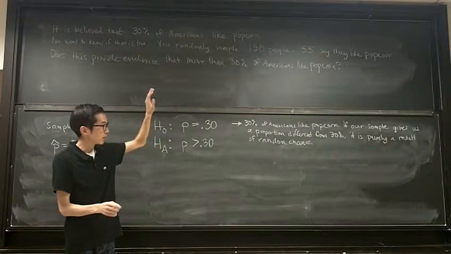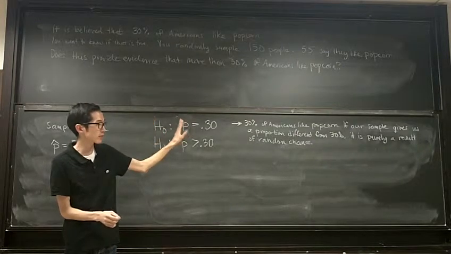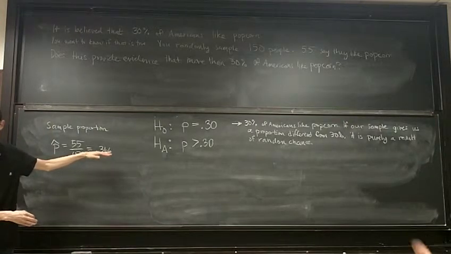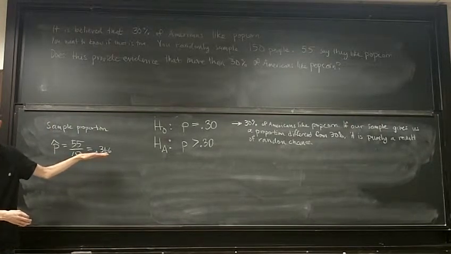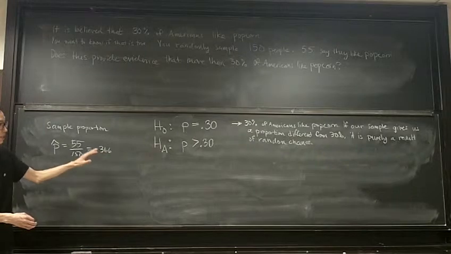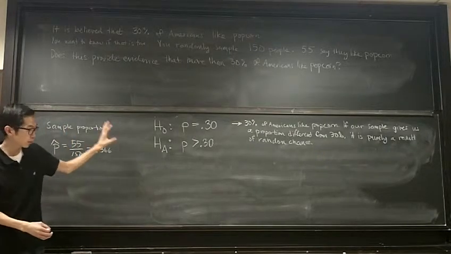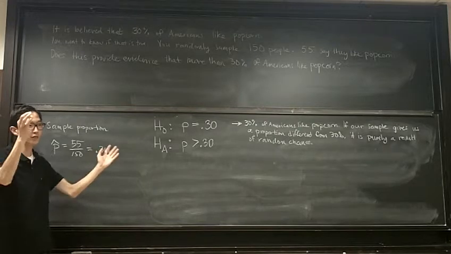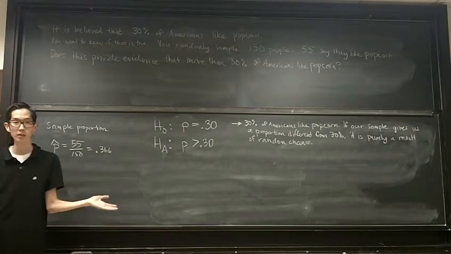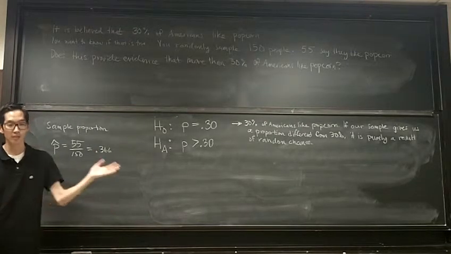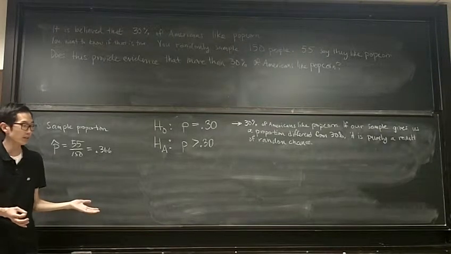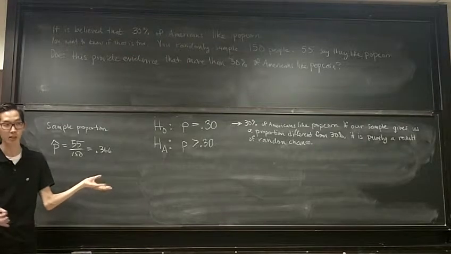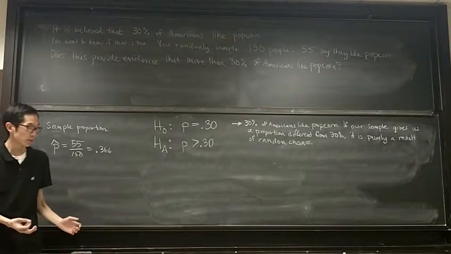So the null hypothesis is that 30% of Americans like popcorn, and if our sample gives us something different, and it did, it gave us 36.6% or 0.366, it's just a result of random chance. Every time I select 150 people, I'm not necessarily going to get the exact same people, and I'm not going to get exactly 30% liking popcorn. I might get something different.